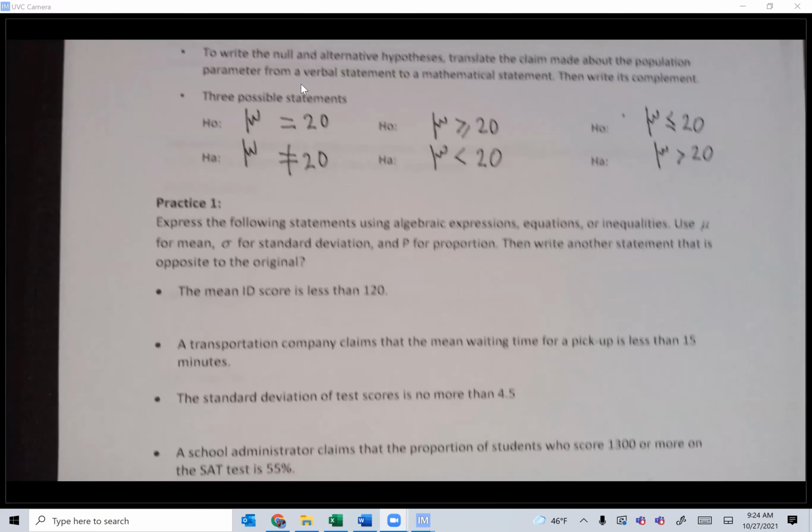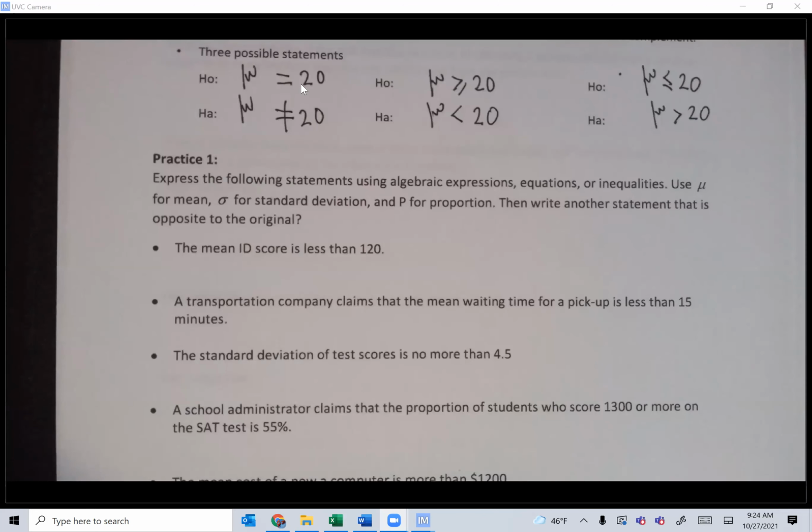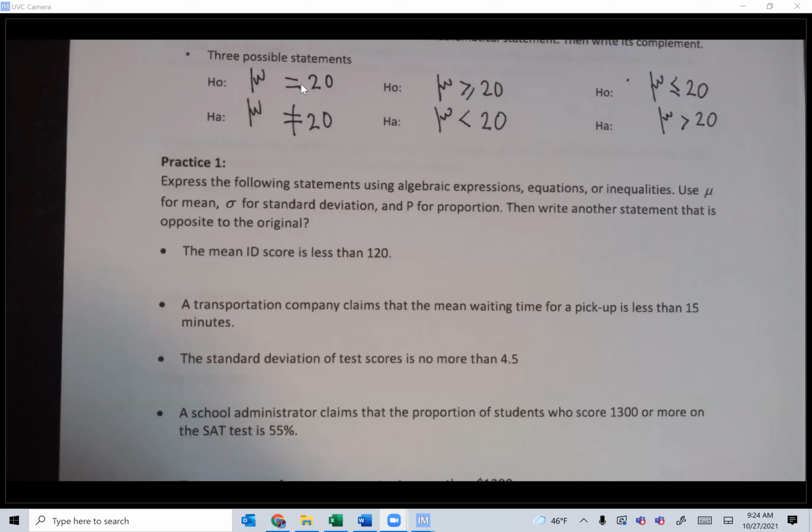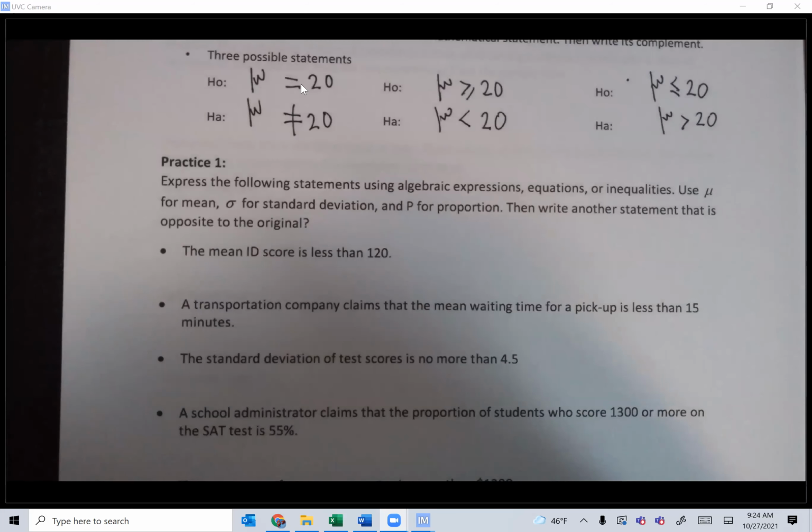All right. Some practice. We're going to do some more practice. As I promised you, I told you we'll do more on Wednesday. Express the following statement using algebraic expressions, equation, or inequality. Use mu for mean, sigma for standard deviation, and p for proportion. And then write another statement that's opposite to the original.